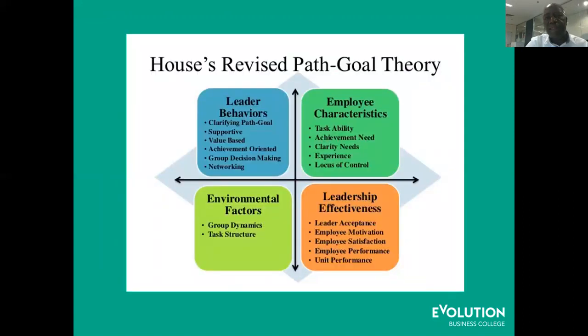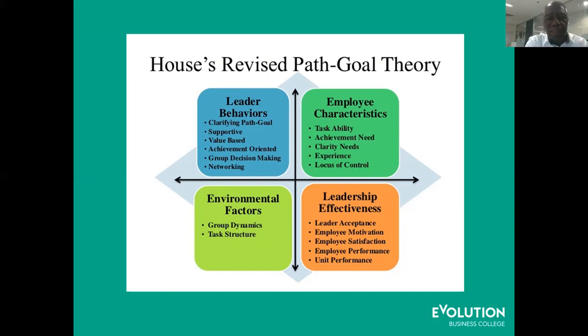And how is this revised path goal theory? Path goal theory looks at leaders' behaviors and employee characteristics. If the leader is supportive, value-based, achievement-oriented, uses group decision-making and networking, it looks more at the value of the person, the value of the work, and values what his team does. The employee characteristics, so this is going to match, right?